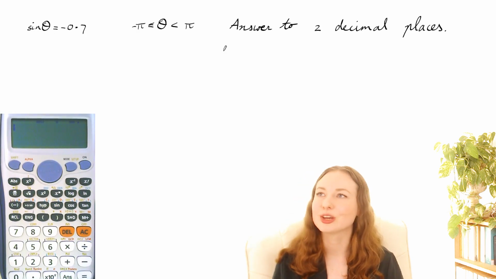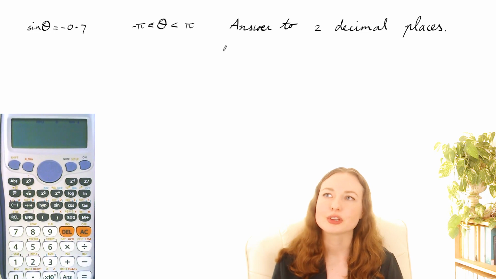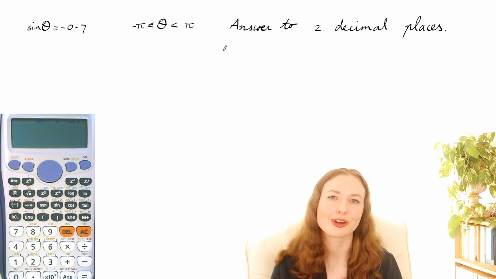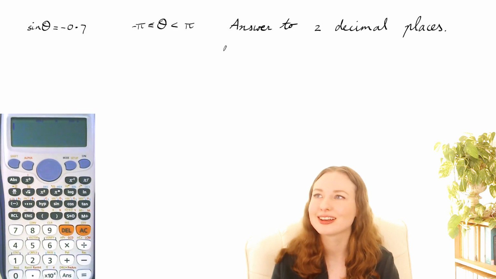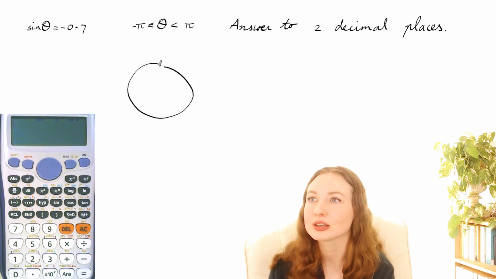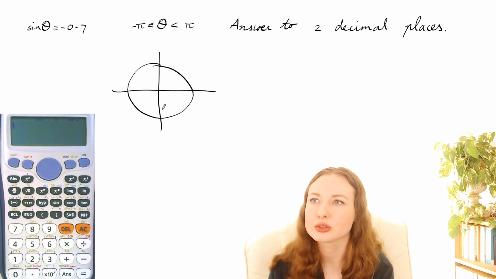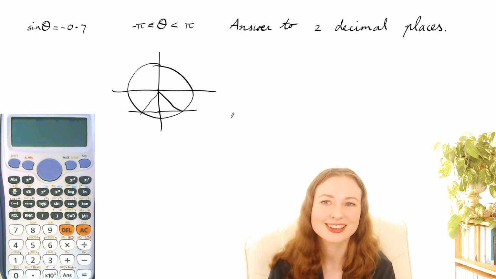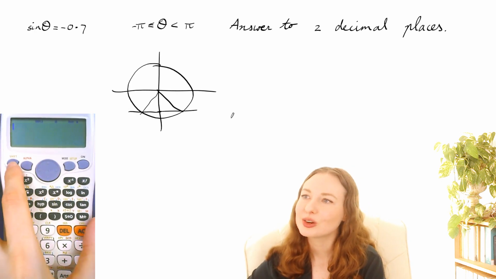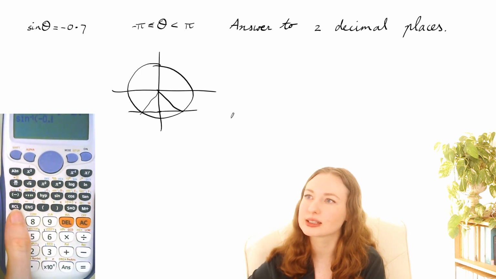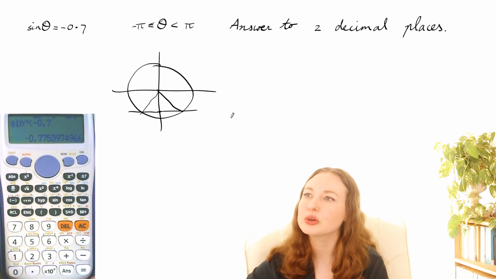Let's try sine theta equals negative 0.7 for theta between negative pi and pi. So pause the video here and see if you can figure it out before you watch my solution. Now the first thing I would do is draw the unit circle. Sine is the y coordinate, so we go down to negative 0.7, which is there. So now we know what quadrants we're looking for. That's really helpful. Let's go to the calculator and go arcsine of negative 0.7. I'm still in radians mode, so that's fine.